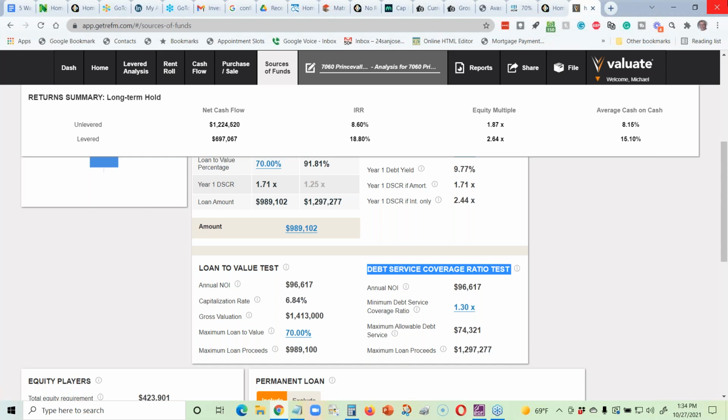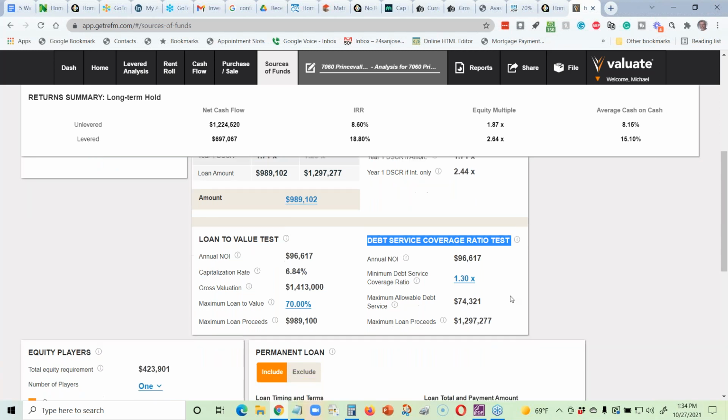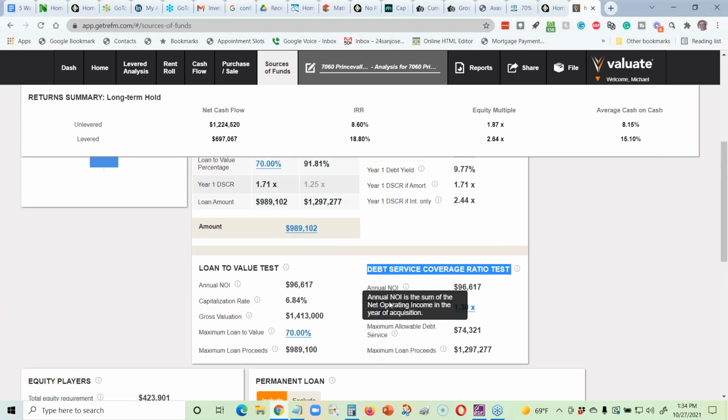What they care about is, does the property produce enough money every month with a factor to cover the mortgage payment? That factor could be 1.2. This is over here, right? Could be 1.2, could be 1.25, could be 1.3, right? It varies by lender. So if your property is producing enough income on a monthly basis to cover the mortgage plus 30%, you're going to get a loan. Right?